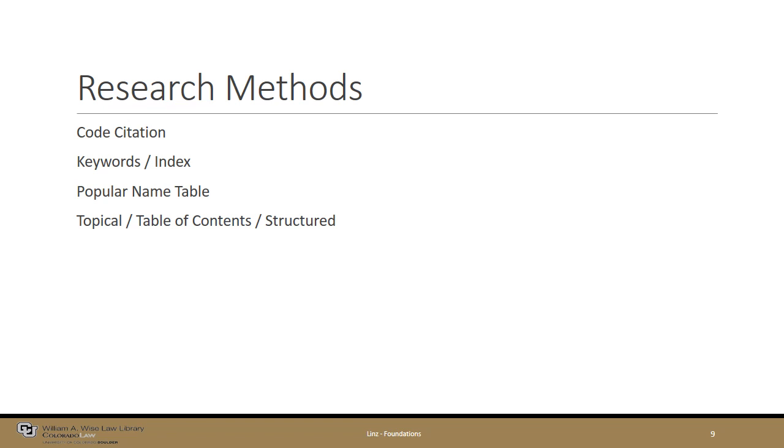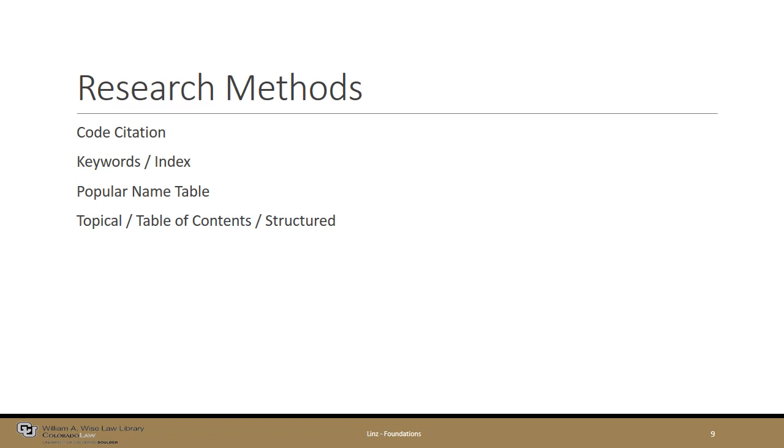You can use a tool called the popular name table, which is extremely useful. If you have the name of an act, like the Affordable Care Act, for example, but you don't know where it's codified in the United States Code, you can look in the popular name table and you will see where it exists in the United States Code. It gives you a citation to where it exists.